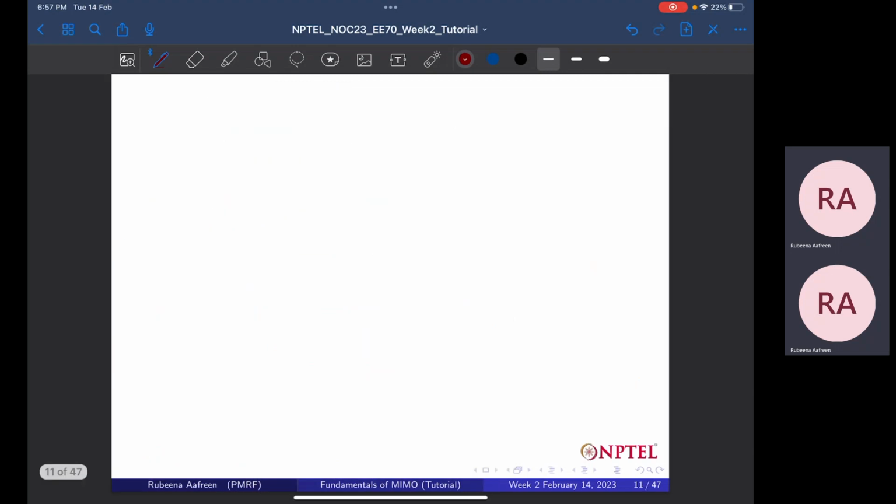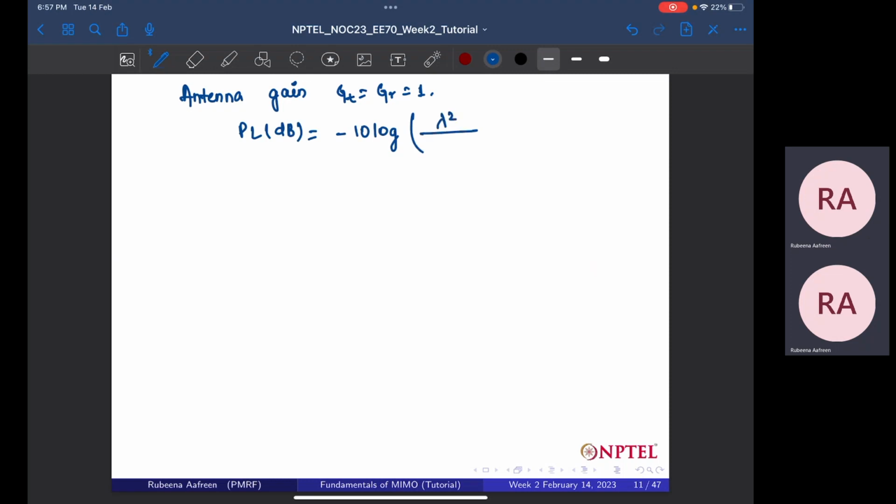Now if we were to simplify more, we can assume antenna gains as 1. Then what would be the path loss in dB? Minus 10 log of lambda square upon 4 pi square d square. Now we see that this path loss is dependent upon this d.